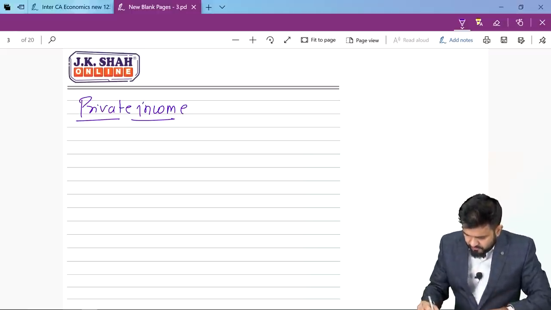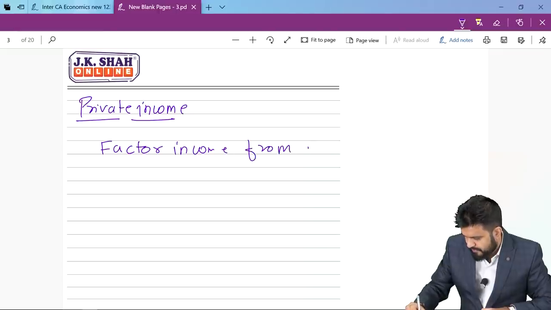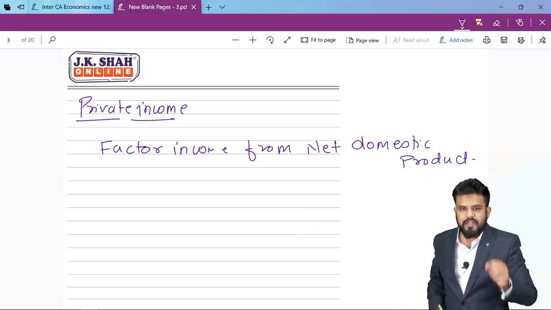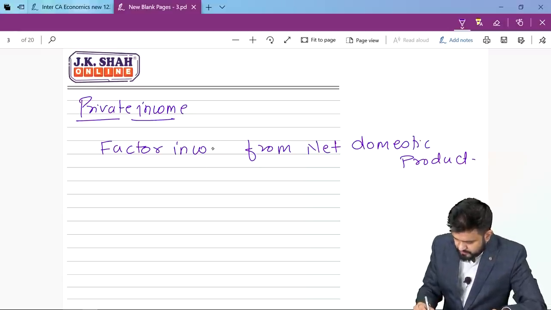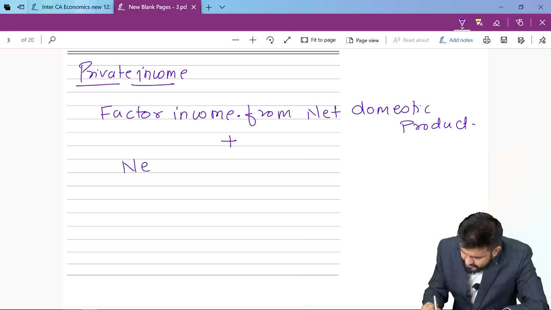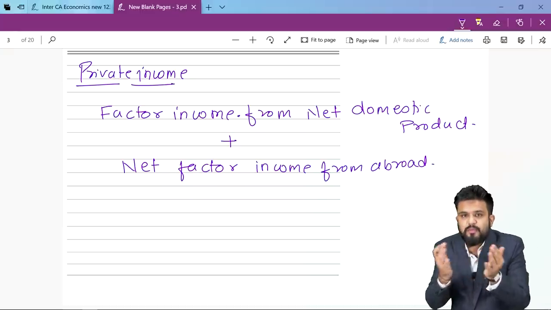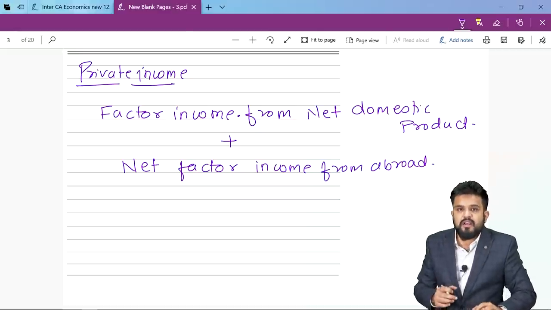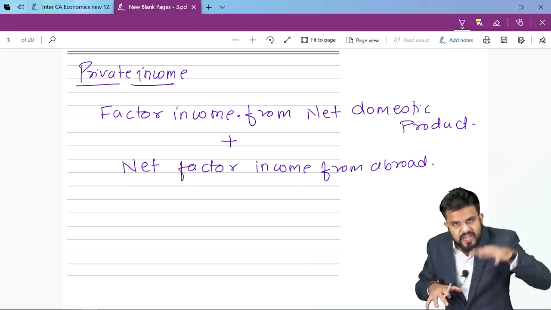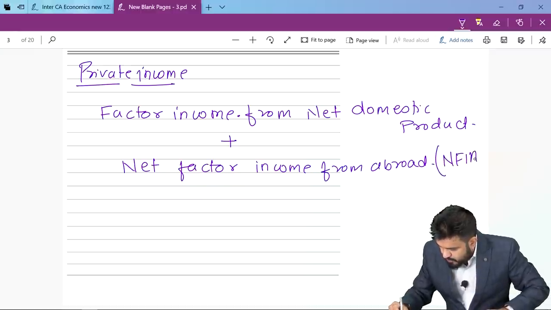So, a very simple formula for private income. I will write factor income from net domestic product plus net factor income from abroad. Now what is this? Factor income from net domestic product means whatever income is earned by a company within domestic territory, within India, that is factor income from net domestic product. And NFIA, you people already know.